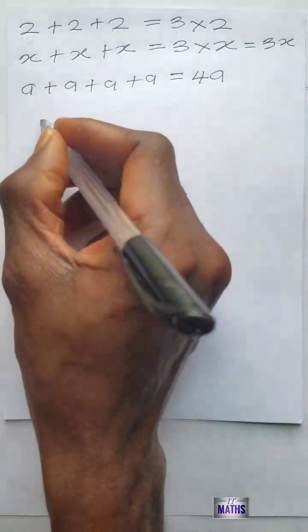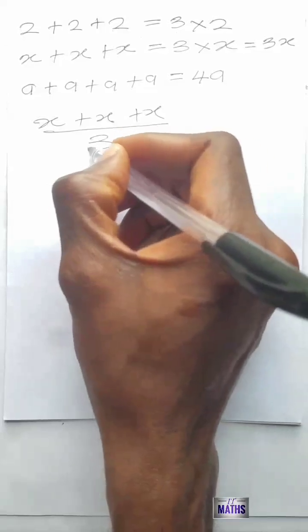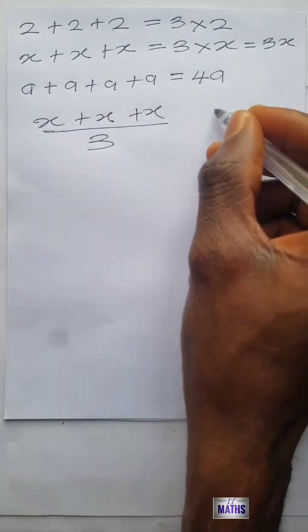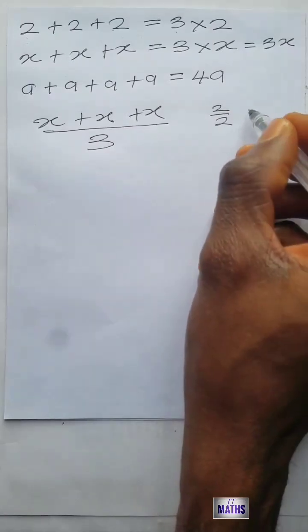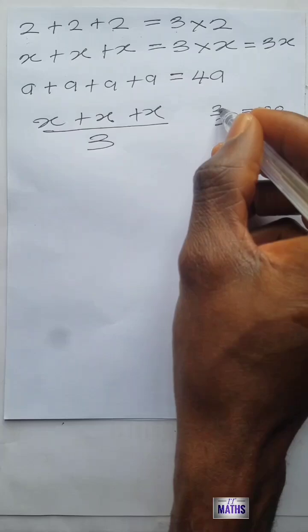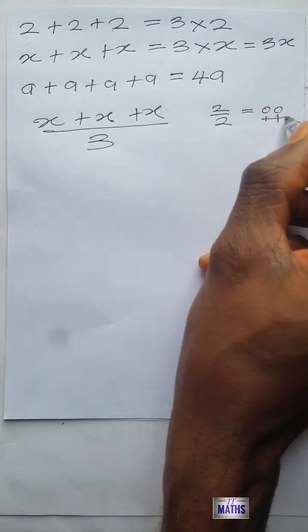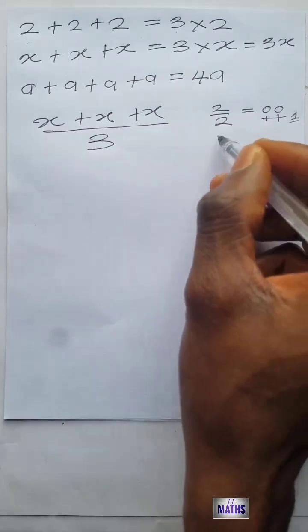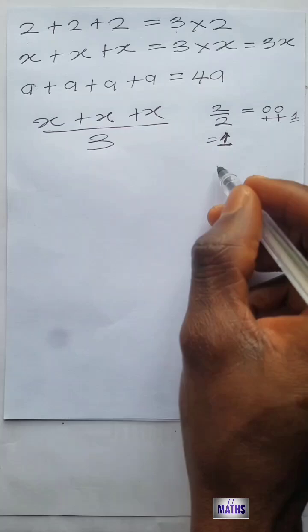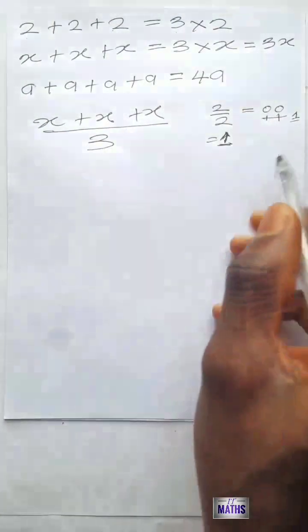So if I ask you to solve x plus x plus x divided by 3, what does that mean? The same way I would ask you to do 2 divided by 2, what would you do? You simply say, okay, let me share this number 2 by 2 people. These are my 2 people. So you do 1, 2. And then each of them has what? 1. And you say 2 divided by 2 is what? 1.